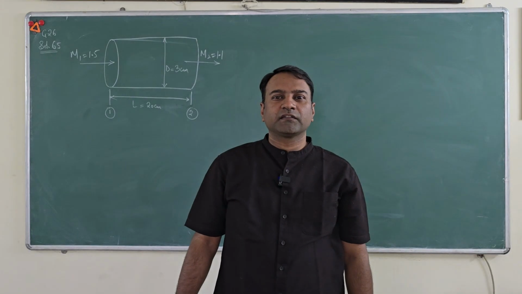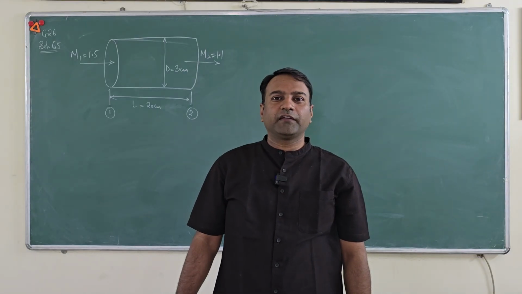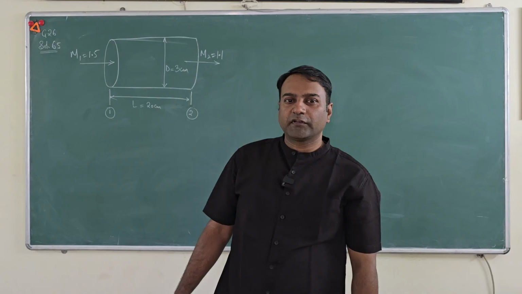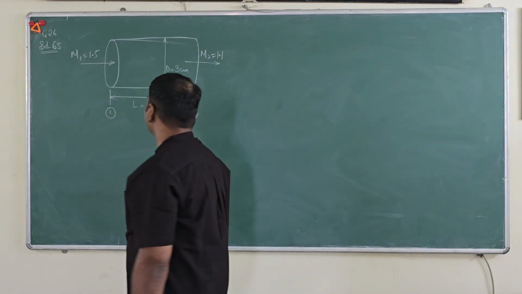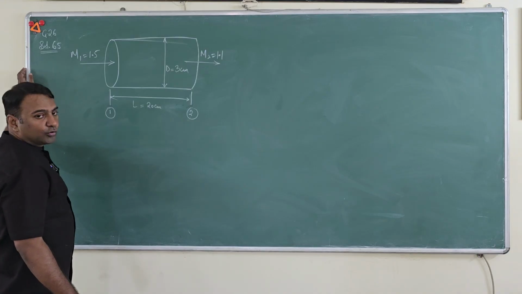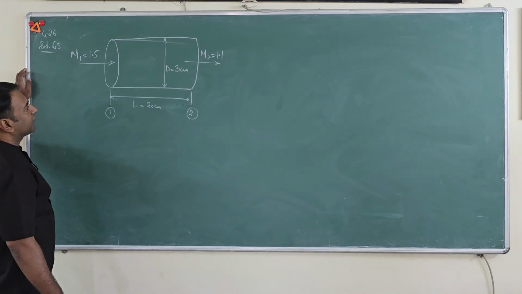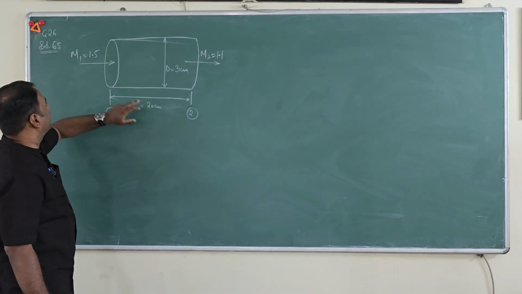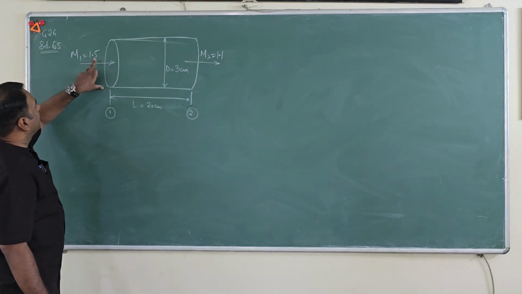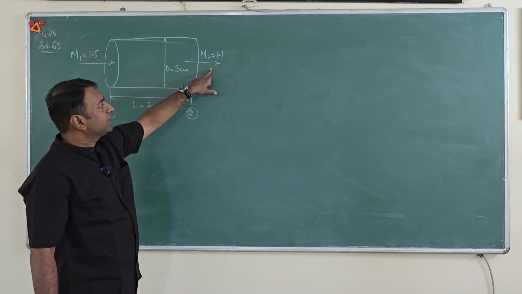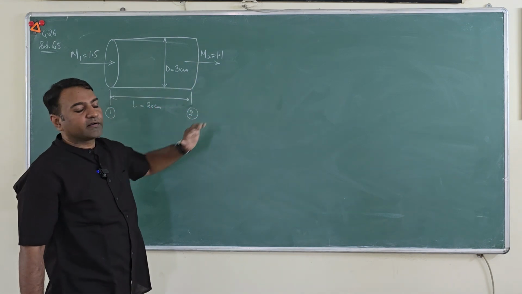Let's do the next and the last question of gas dynamics in the GATE 2026 paper, that is question number 65. So here they gave the flow through a pipe of circular cross section having diameter 3 centimeters, length 20 centimeters. The inlet Mach number is 1.5 and the exit Mach number is 1.1. Clearly the flow is supersonic and decelerating.